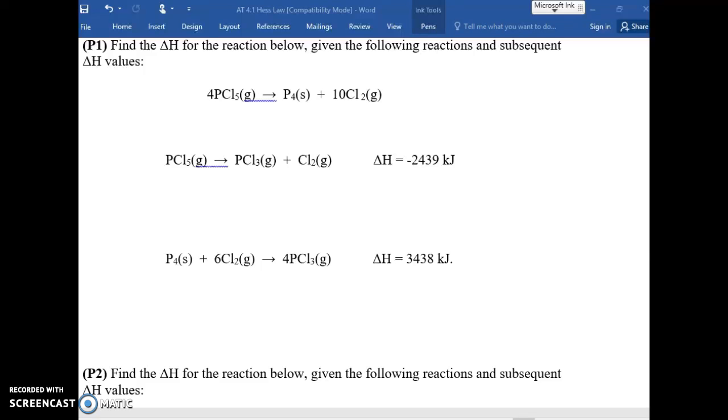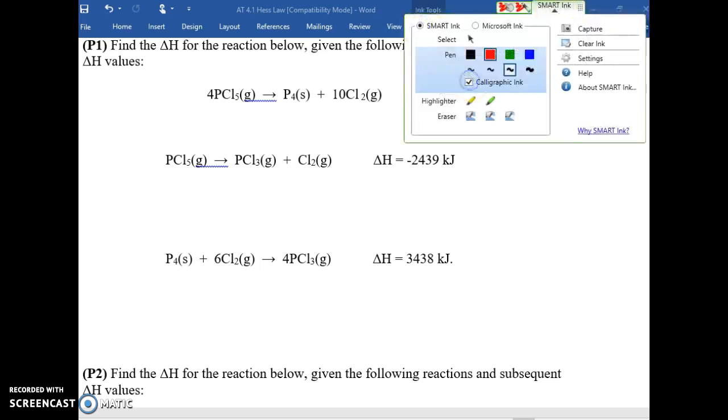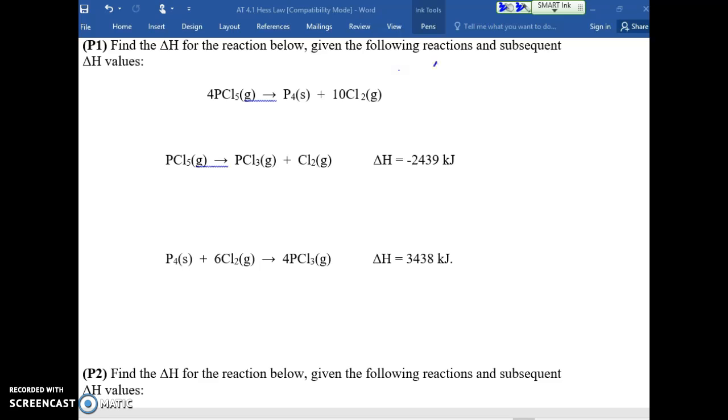Welcome, class. We're doing a lesson on something called Hess's law. Now, Hess was a chemist, and Hess wanted a little method by which he could figure out the heat of reaction for a reaction that had never been studied in the laboratory. Now, it should make sense to you that we can't possibly run all possible reactions and calculate their heat of reaction.